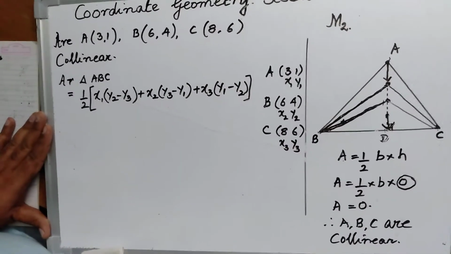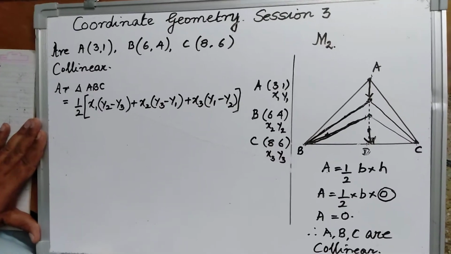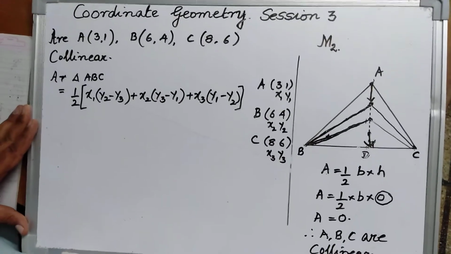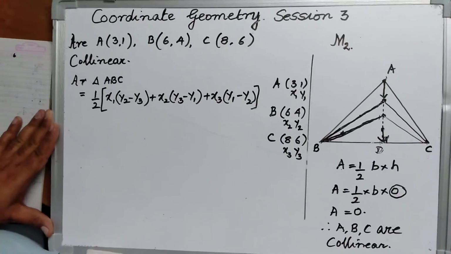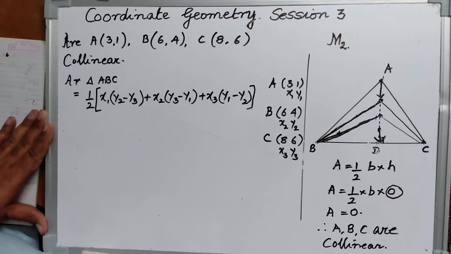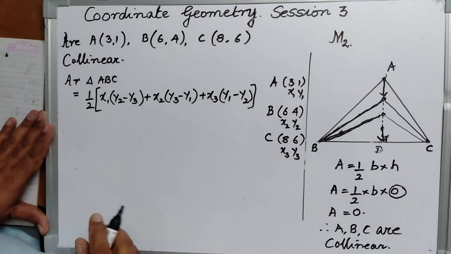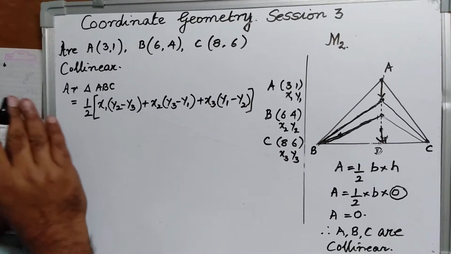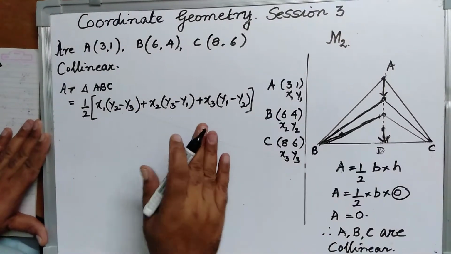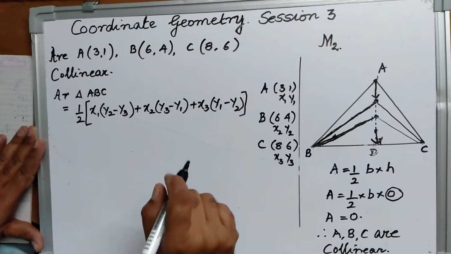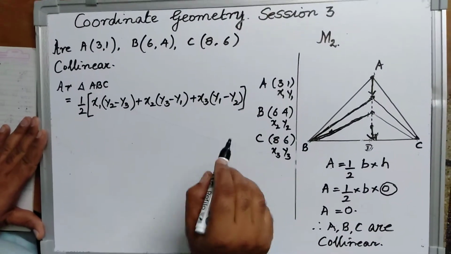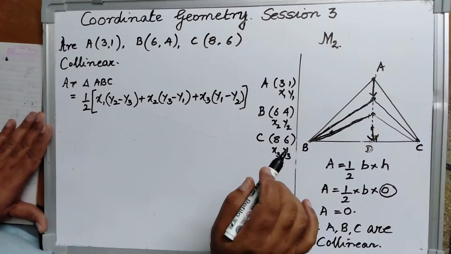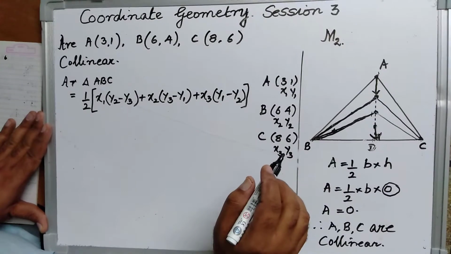If a problem is given to you or posed to you, prove that the given 3 points are collinear, you can approach that problem in 2 different ways. One is by using the distance formula. The other one is by using the formula to find the area of the triangle. Write the formula, substitute the values, and if the area of the triangle becomes equal to 0, then the three vertices lie in the same straight line or they are collinear.